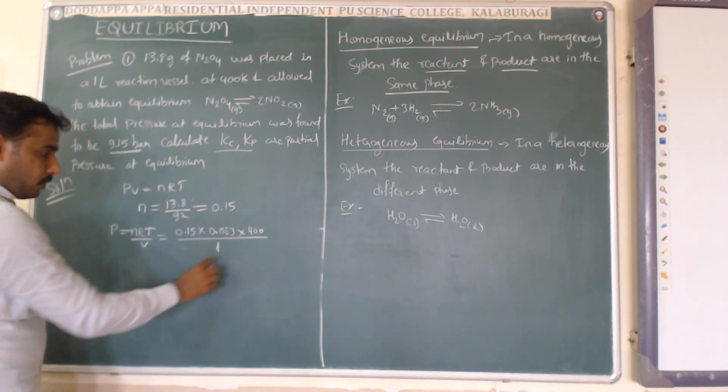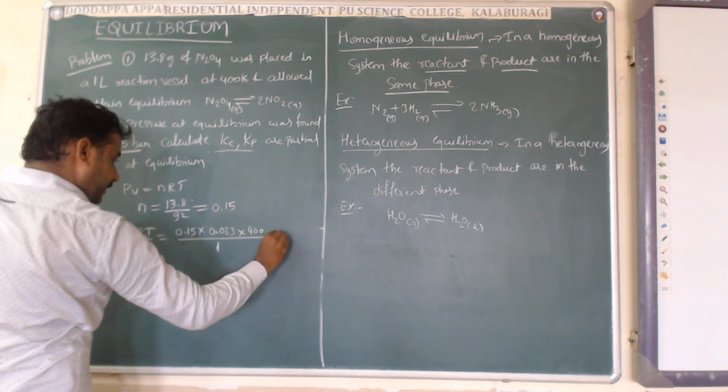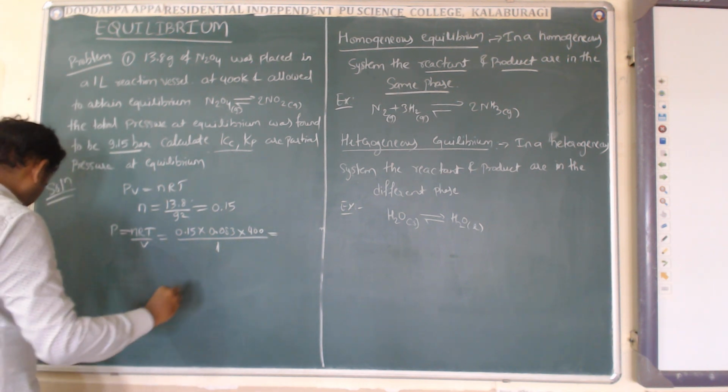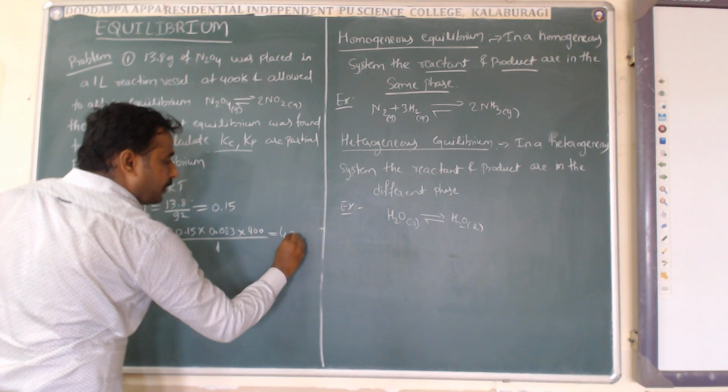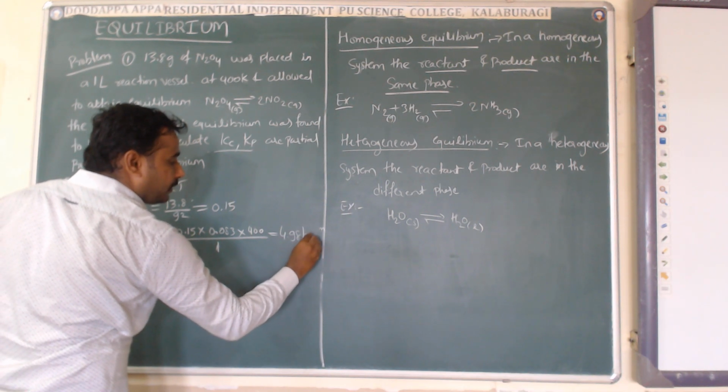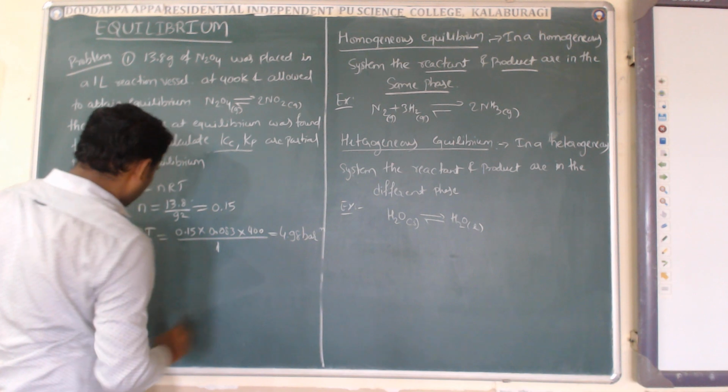1 liter is there. 1 you have to take. Okay. Next, what is the value you are getting when you loaded this one? You are getting 4.98 bar. That much of pressure.